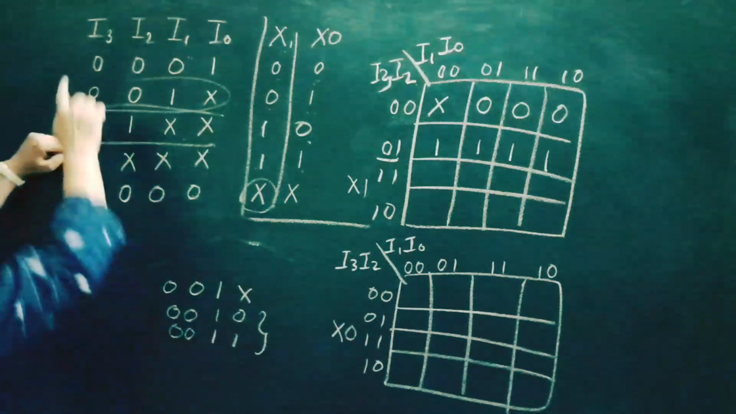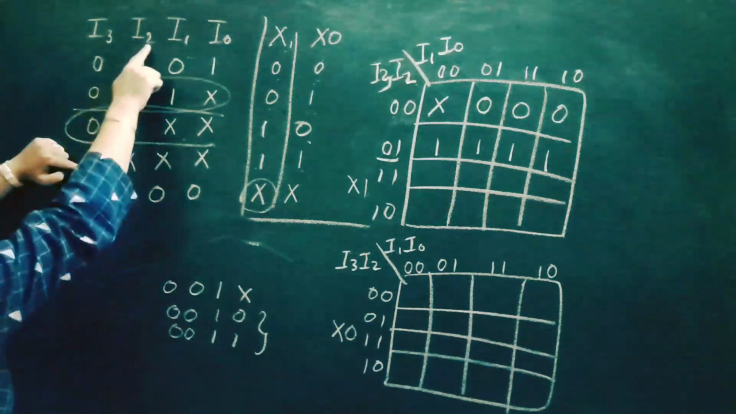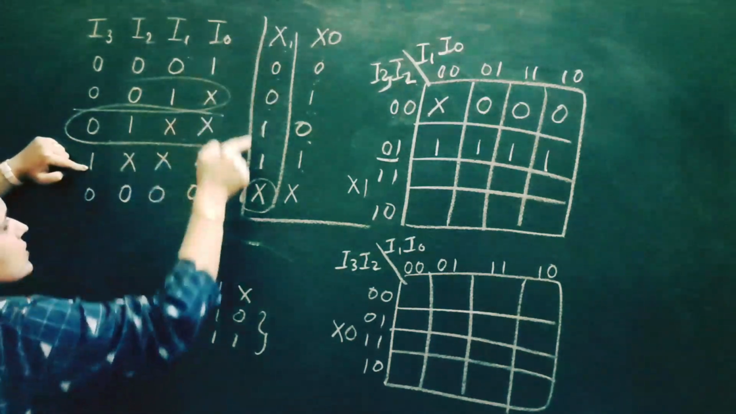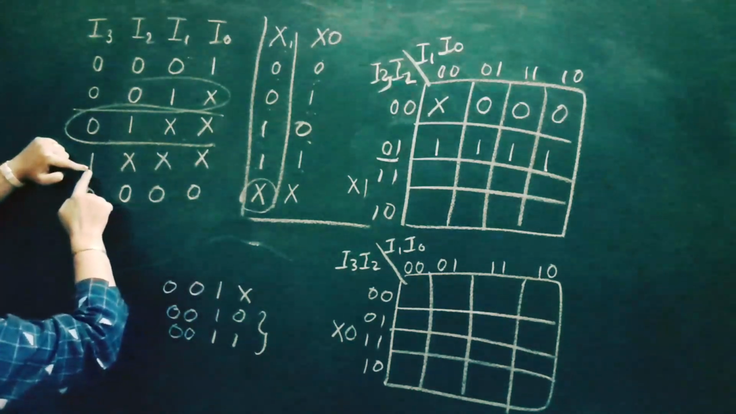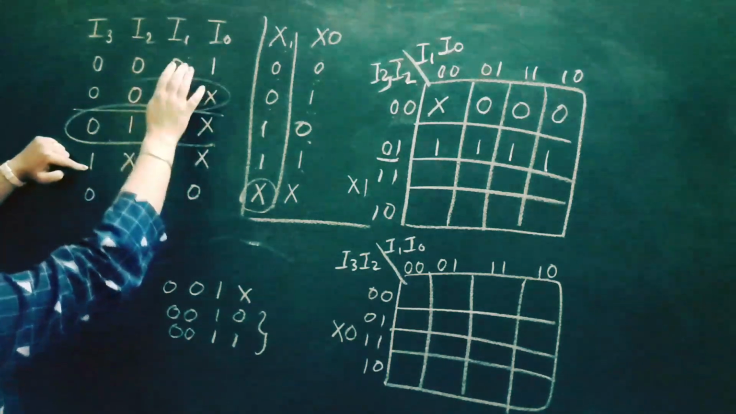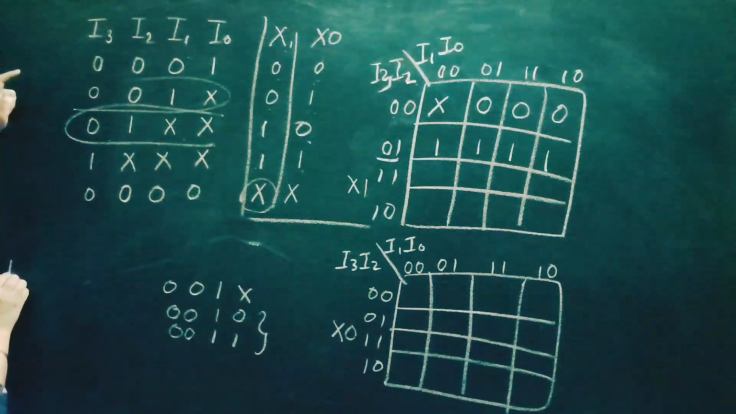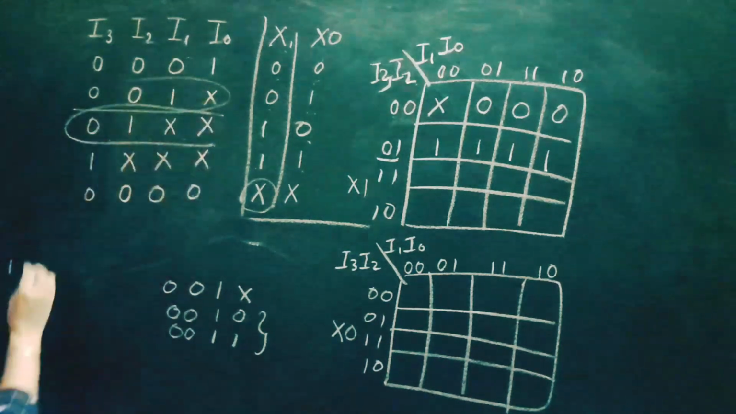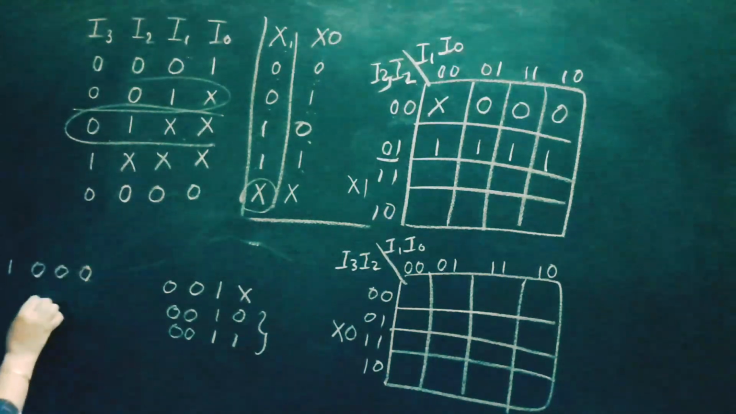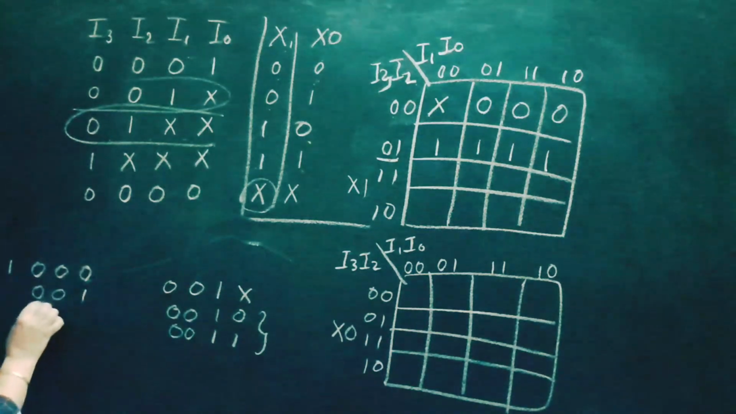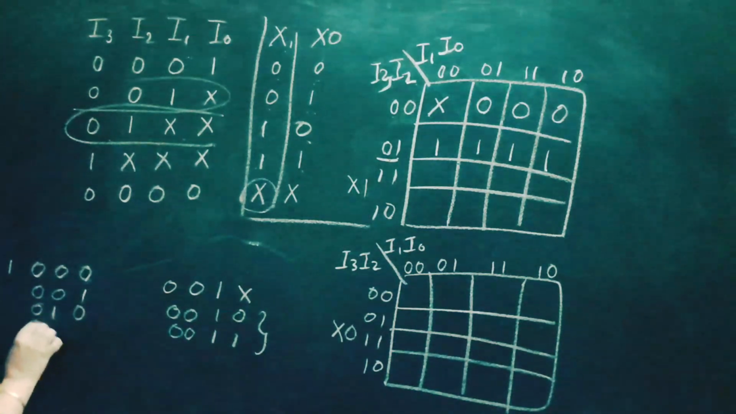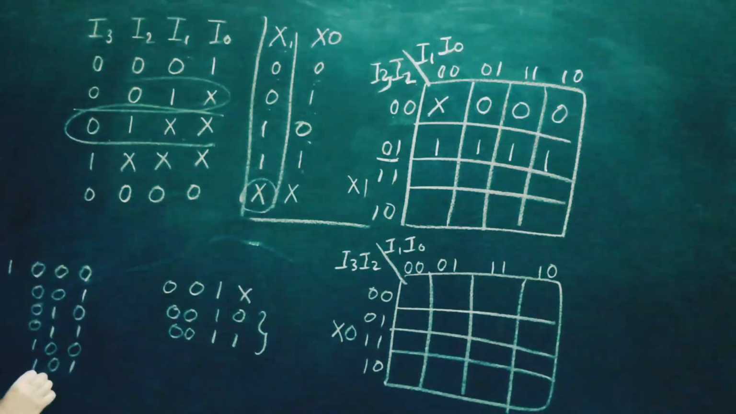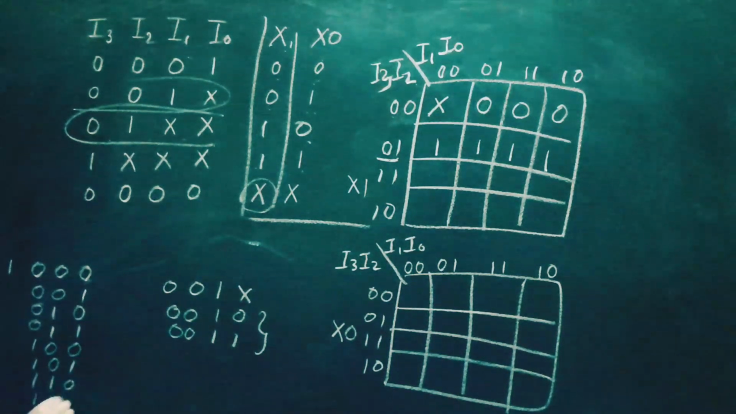When I3 is 1, then whatever may be the value of I2, I1 and I0, X1 will be high. I3 should be 1, but whatever may be the value of I2, I1 and I0, it can be 0, 0, 0, it can be 0, 0, 1, it can be 0, 1, 0, it can be 0, 1, 1, it can be 1, 0, 0, it can be 1, 0, 1, it can be 1, 1, 0, it can be 1, 1, 1.